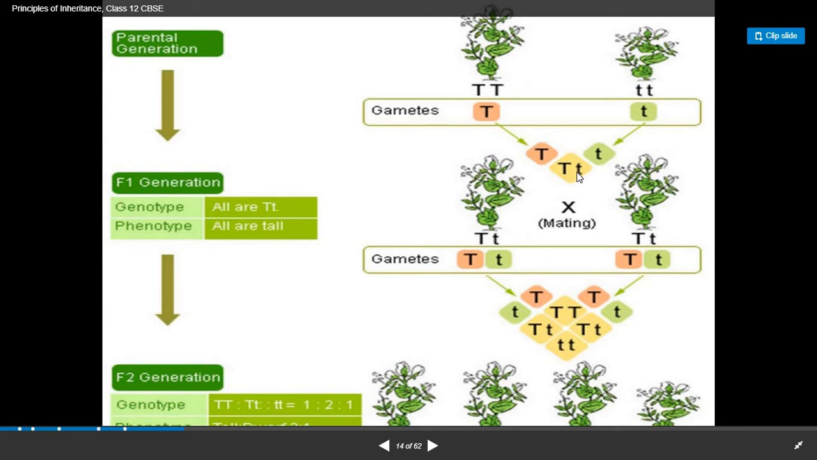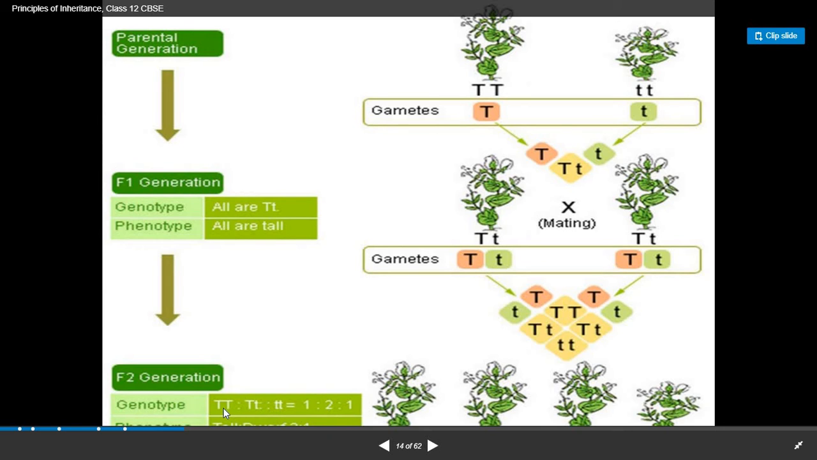Now the F1 generation was self crossed, meaning F1 into F1. Here you can see this capital T small t is mated again with capital T small t. The results were like this. In three boxes capital T is present, whereas in the last, fourth box, only small t is there. So at three places we have tall plants, and in the fourth box the dwarf plant is obtained. So the genotype is 1:2:1.